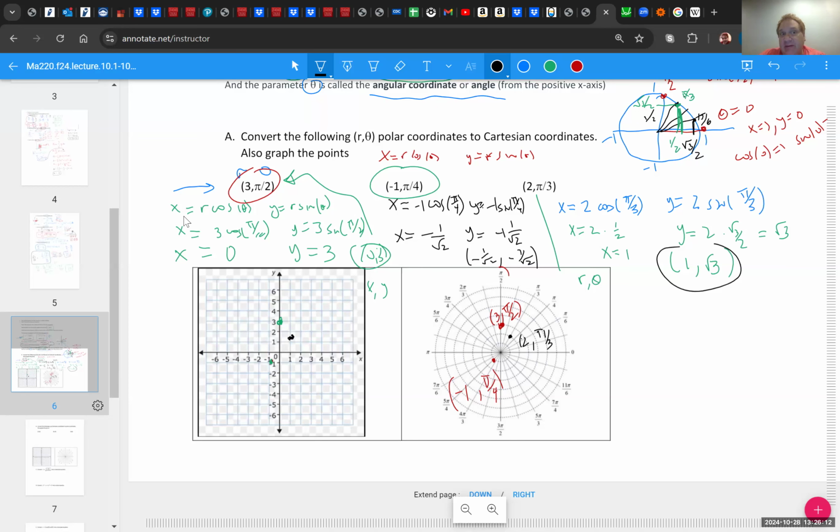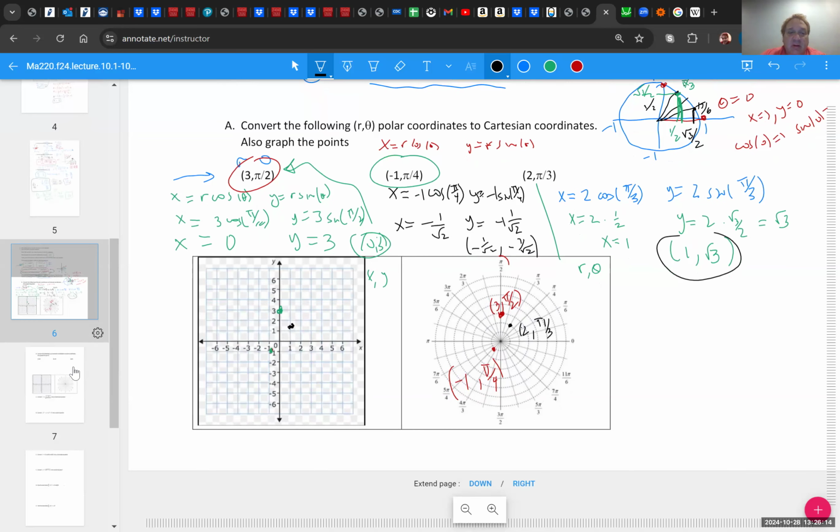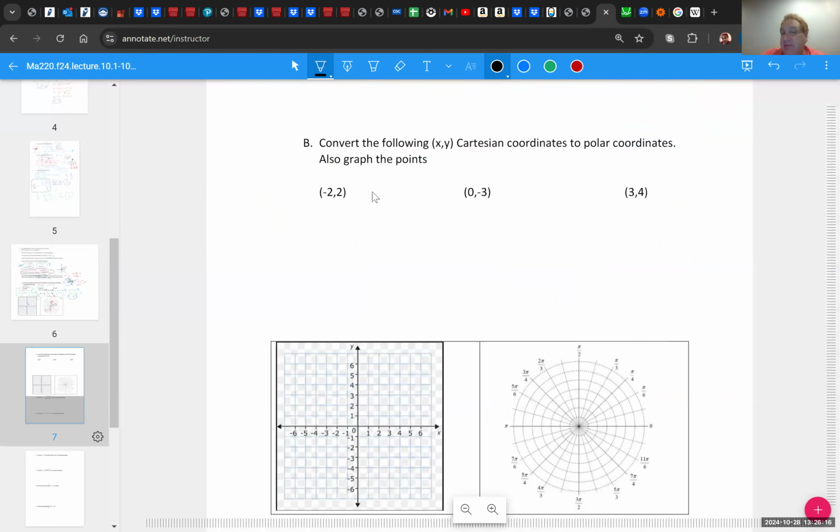All right, let's do a little more practice going the other direction. So the other direction, we have some XY coordinates. We want to convert them into polar coordinates. Okay, so how do we do that? Well, I'll flip back and remind you.